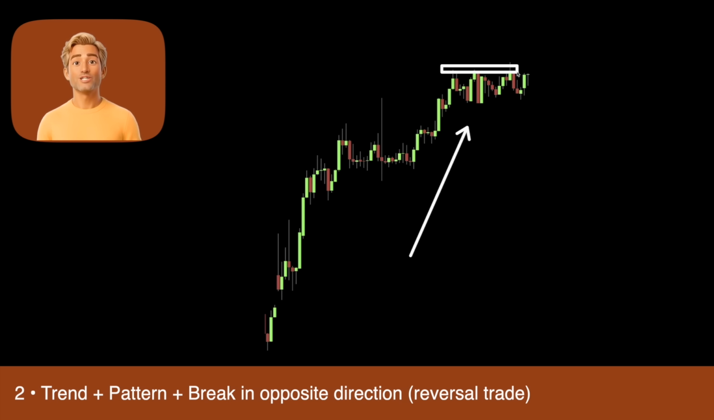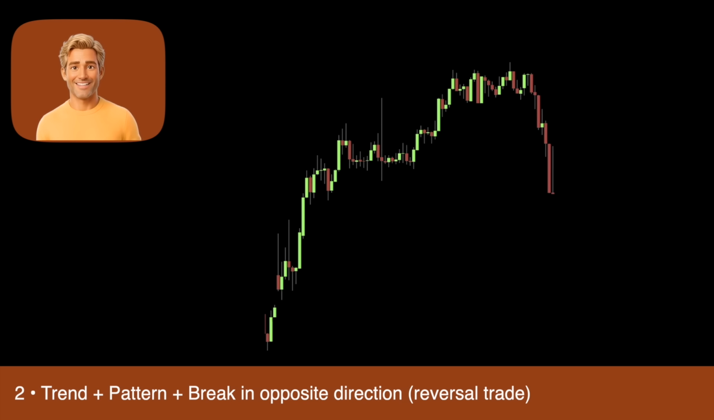While this pattern usually indicates a continuation, in this case, the price breaks below the lower trend line, indicating a potential reversal. This break in the opposite direction of the uptrend signals that the buyers have lost control and a downward trend is forming. In this scenario, you would look for a short entry as the price breaks downward, confirming the trend change from an uptrend to a downtrend.